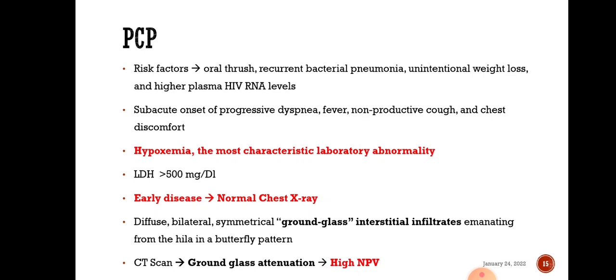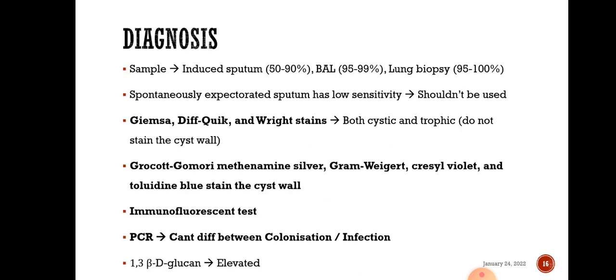If the CT scan is negative for GGOs, then it has a high negative predictive value, so it can easily rule out PCP pneumonia. Coming to your diagnosis, what sample will you use and what is the sensitivity? Usually the patient with PCP pneumonia will not be having sputum production, hence it is necessary to induce the sputum. The sensitivity of it is around 50 to 90%.